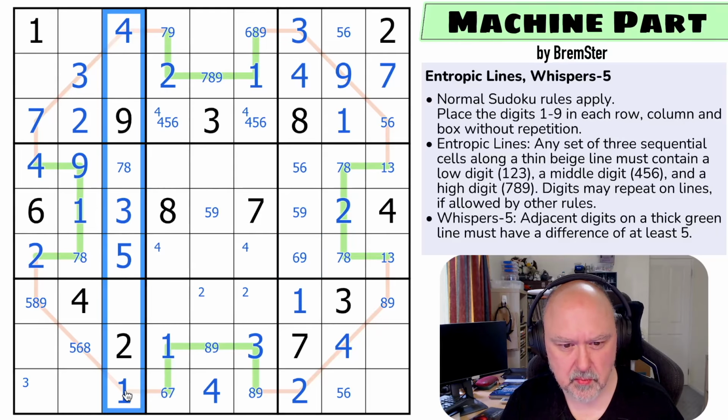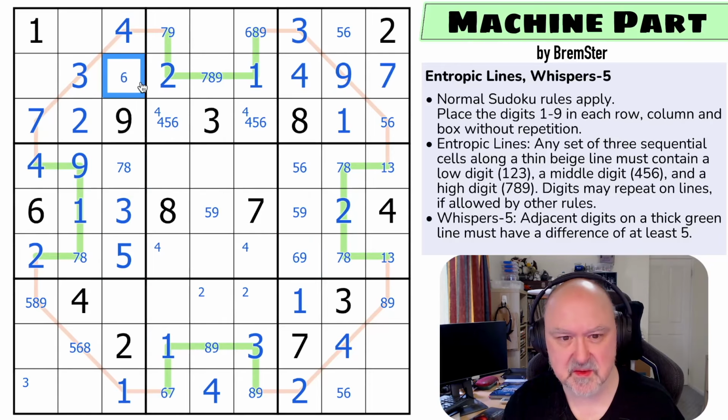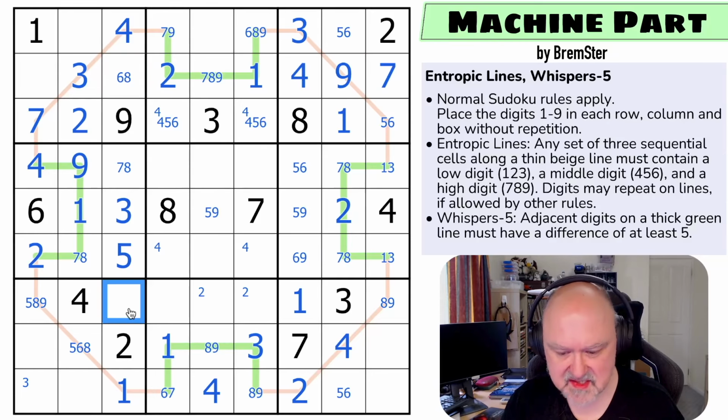So this column, I've got 1, 2, 3, 4, 5, 6, 7, 8. So this is from 6, 7, 8. So it's 6 or 8 because it can't be 7. This is 6, 7, or 8.